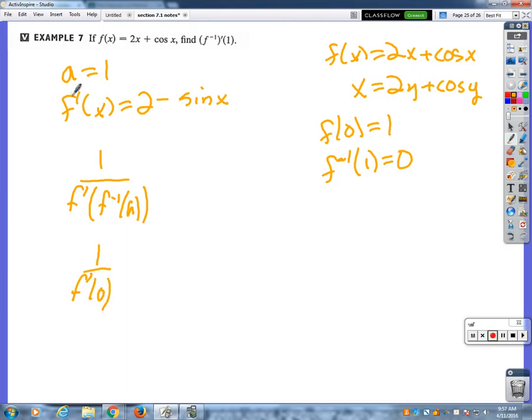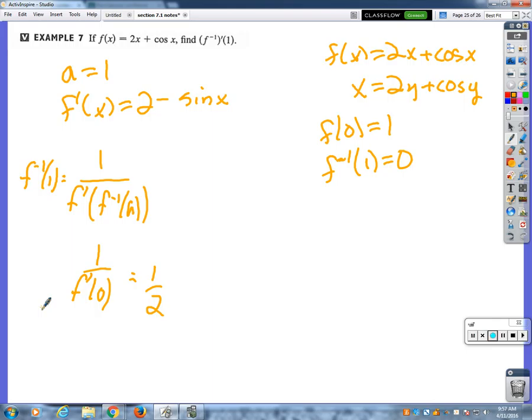So here's what the derivative is equal to. If you plug in 0 there, what do you get? 2, because the sine of 0 is 0 and 2 minus 0 is 2. So it turns out that our answer is 1/2. Okay, that's a little wacky. It's more complicated than it should be.